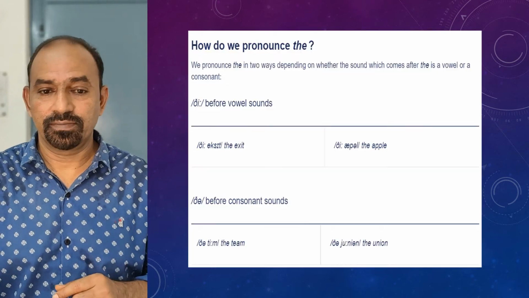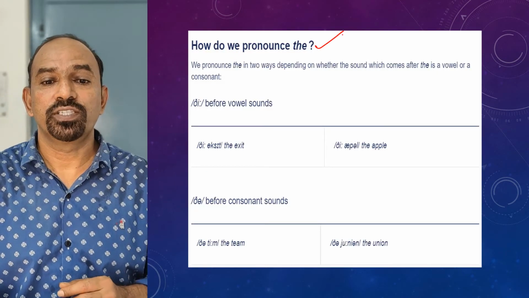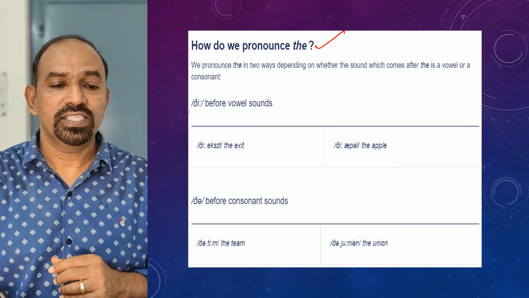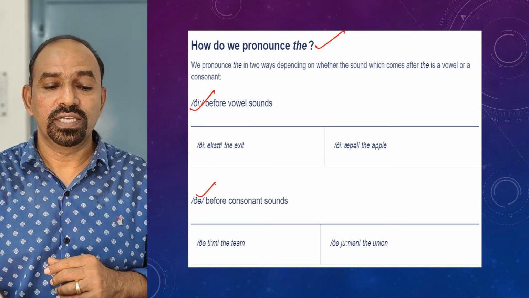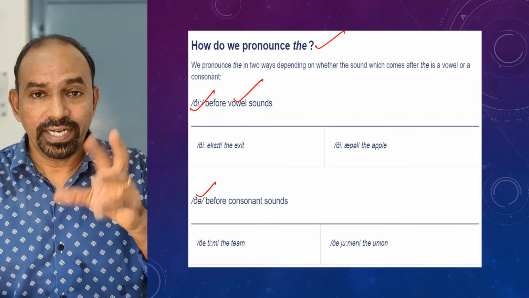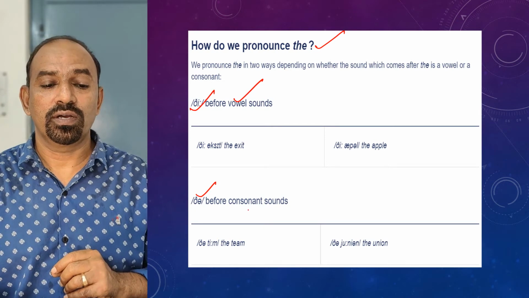Mind the difference. Then how do we pronounce the? The is pronounced in two ways. One is thuh and another is thee. The is pronounced thee when a vowel sound comes after it.